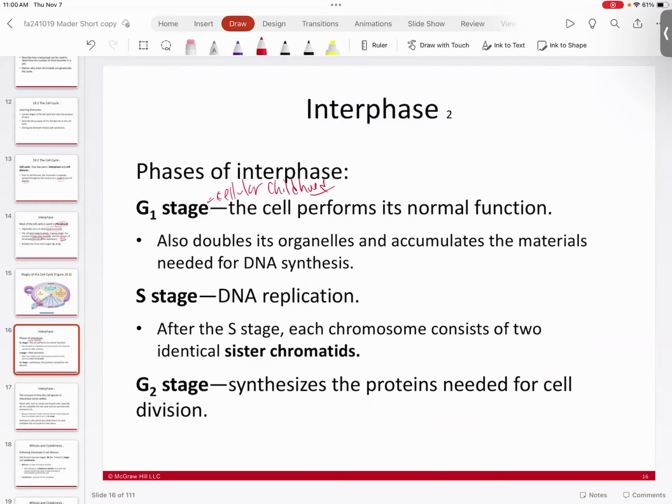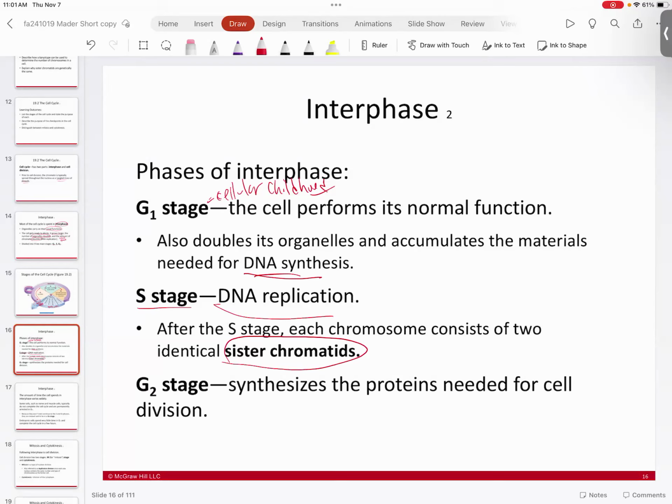And so ultimately what's going to happen here is you're going to be just kind of doing your general business. And if you commit to the cell cycle, you're going to be getting yourself ready for DNA synthesis. That's the next stage. S phase is basically DNA replication. This is where you double your chromosomes. You make an identical copy of your chromosomes. This is where you create the sister chromatids that are attached to the same centromere to each other.